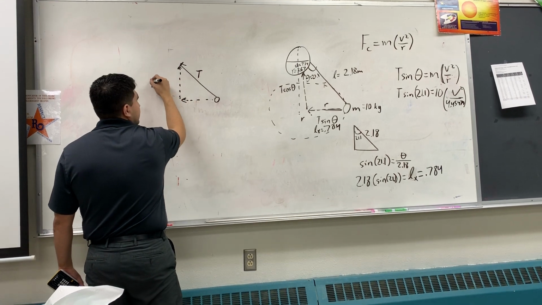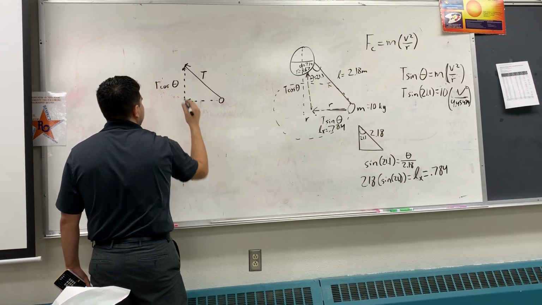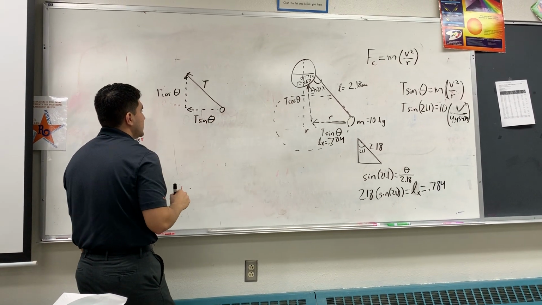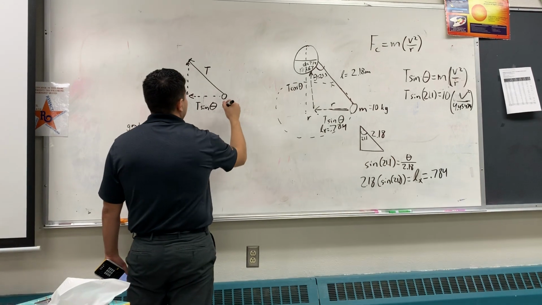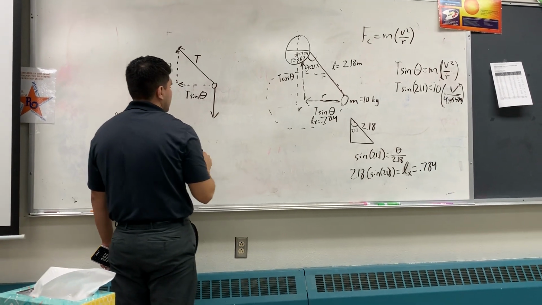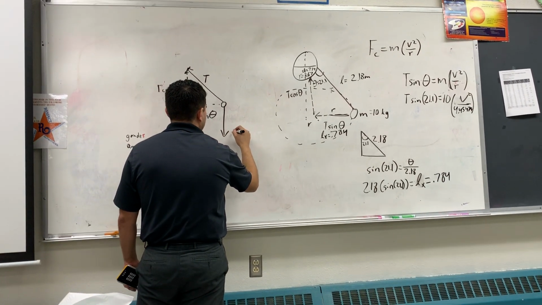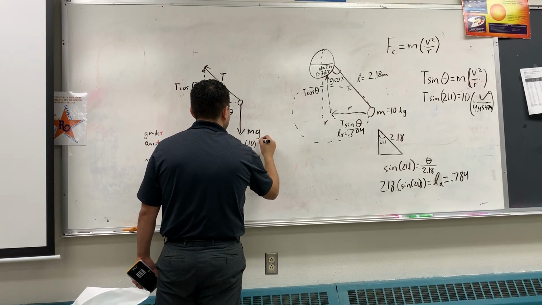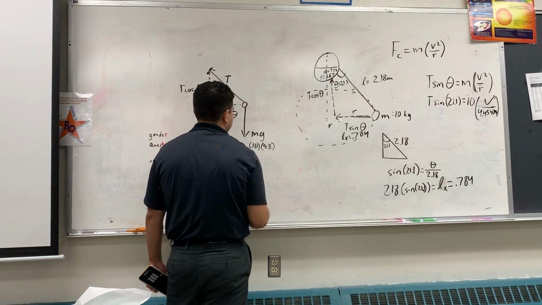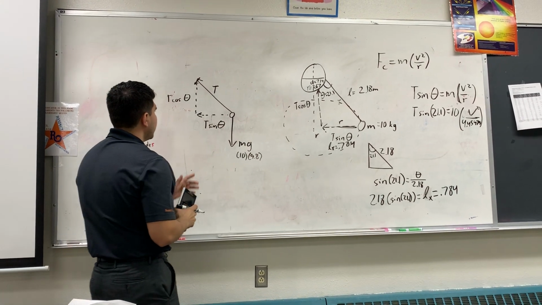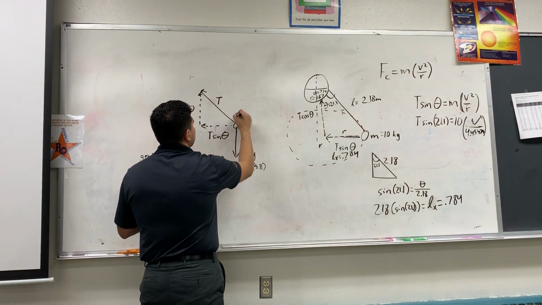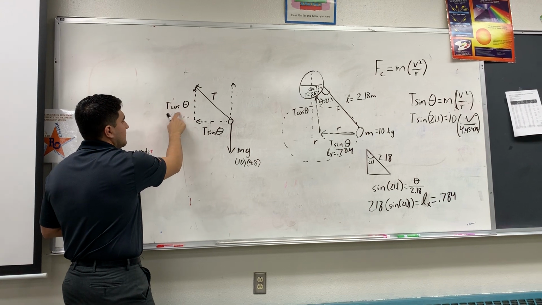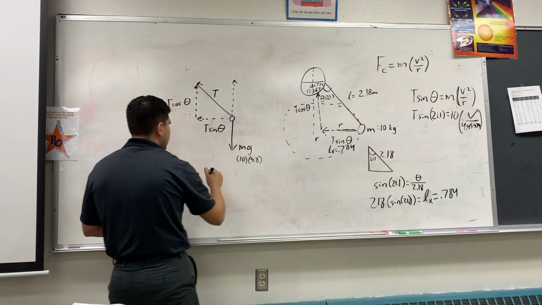I know that this is T cosine of the angle, and I know that this is T sine of the angle. And I know that this is mg. They told me that this was 10, this was 9.8. So I know that these forces must be balanced. My T cosine of the angle must be equal to mg.